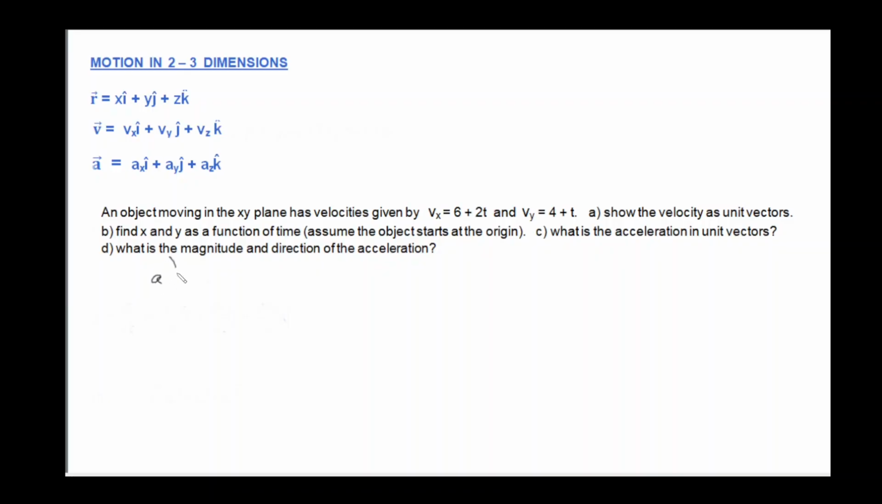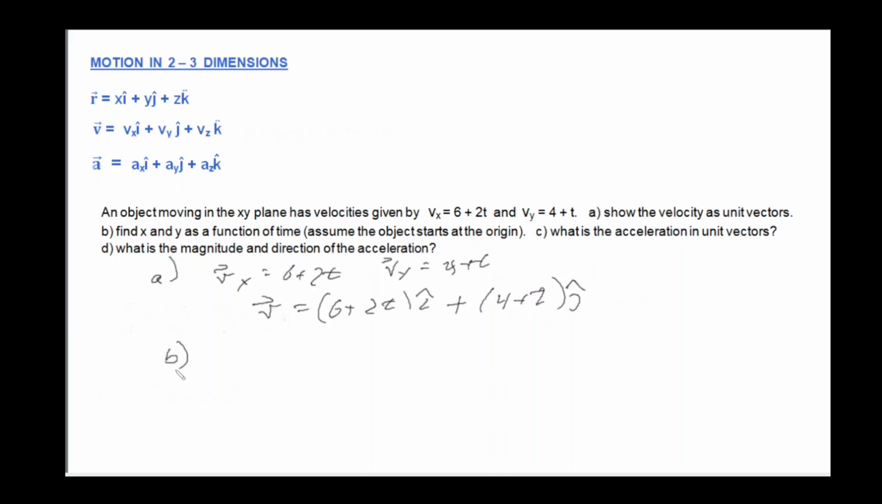So for part A, we can write Vx is 6 plus 2t and Vy is 4 plus t. So our vector comes to (6 plus 2t)i plus (4 plus t)j. And that is our vector in terms of unit vectors.